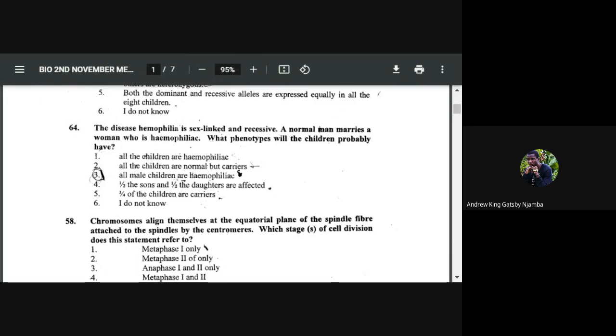Yeah. So it's a question from the 1412 exam, 2012, I think so. That's where I got it from. Okay. So what's your take on question number 64?